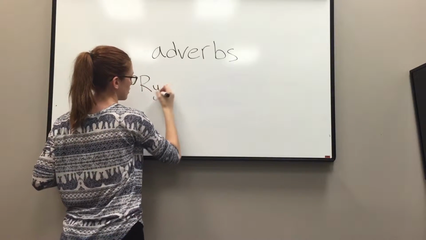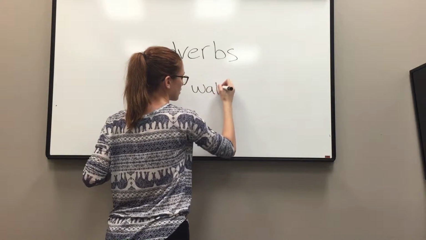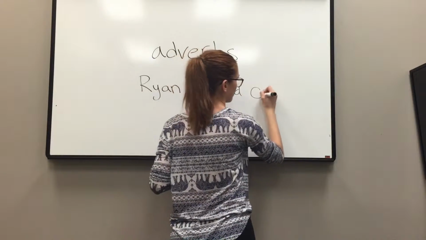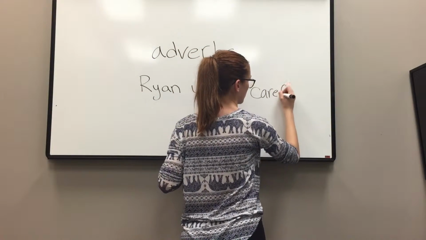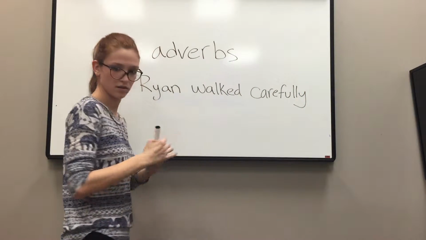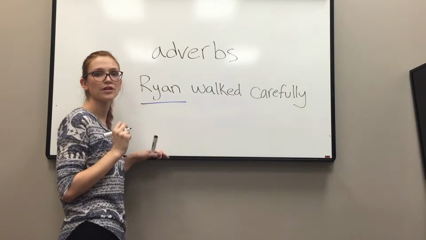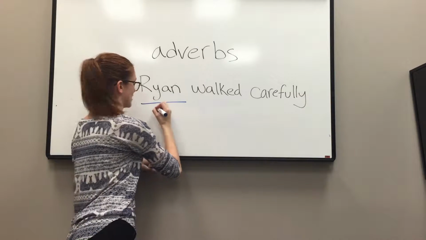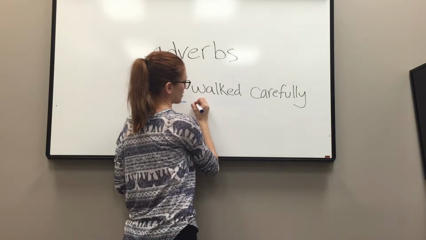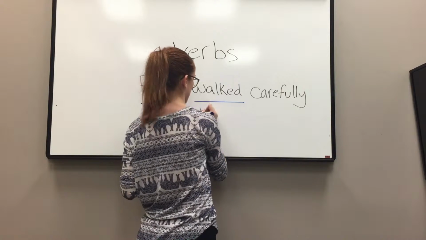Ryan walked carefully. Okay, so in this sentence, we have Ryan, and what kind of word is Ryan? Ryan is a noun, proper noun, very good. What is walked? Walked is an action, so it's a verb. Great job.